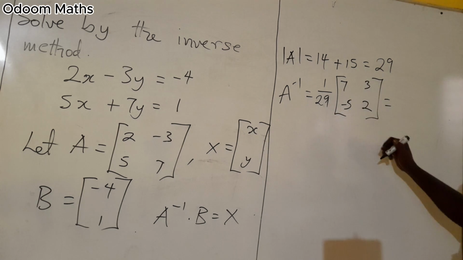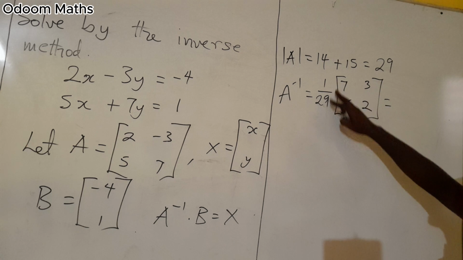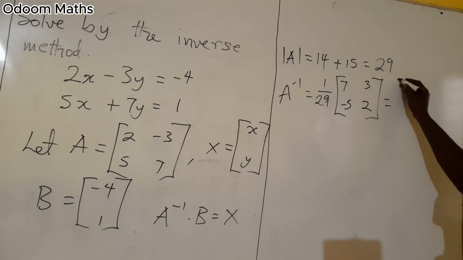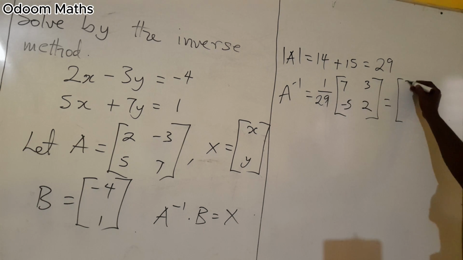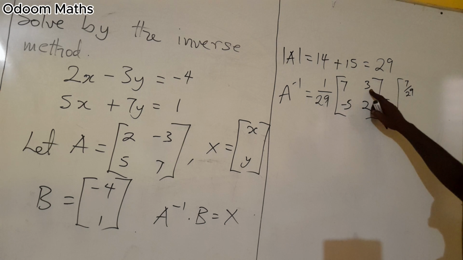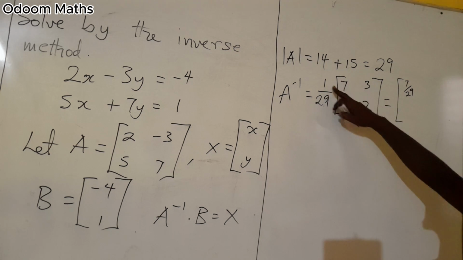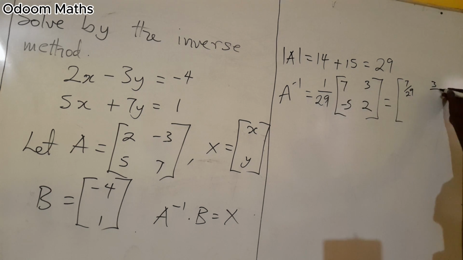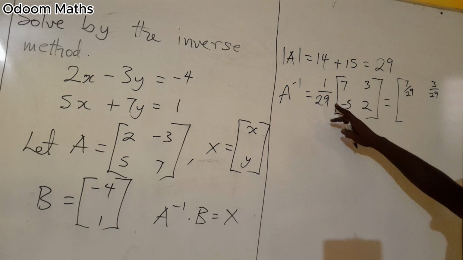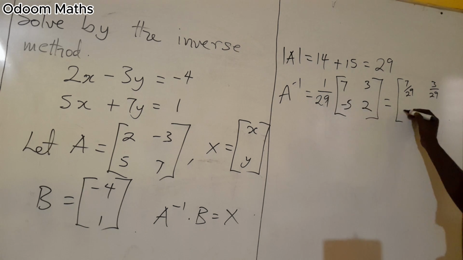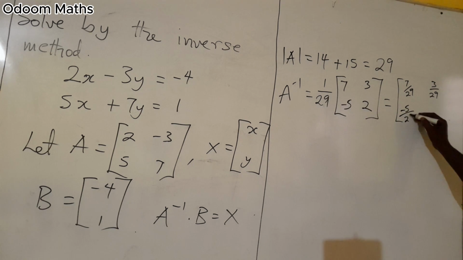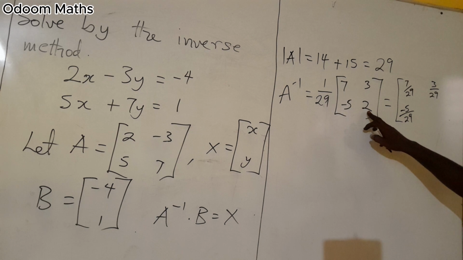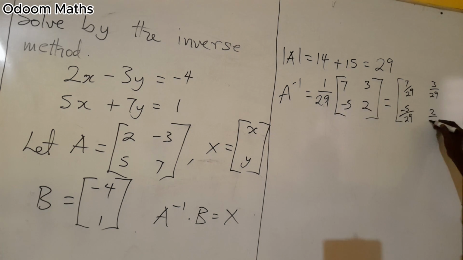Okay, so I am going to multiply. Now, 1 over 29 times 7 will be 7 over 29. 3 times 1 over 29 becomes 3 over 29. And then 1 over 29 times negative 5 becomes negative 5 over 29. And then 2 becomes 2 over 29. So this is the inverse of the matrix A.